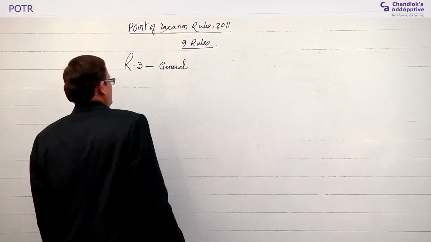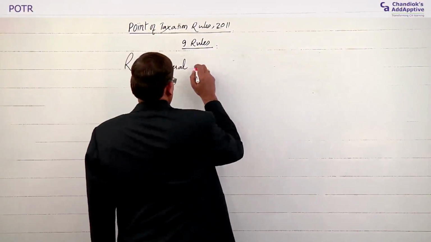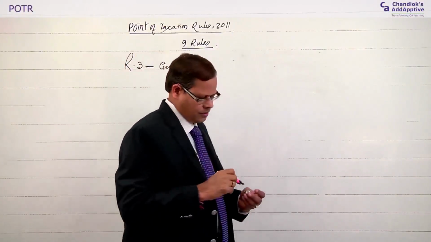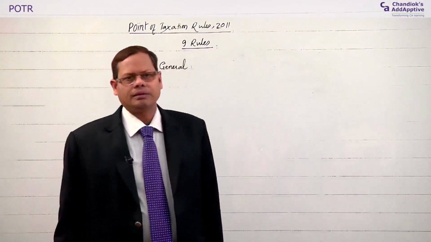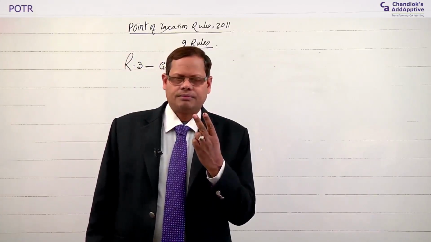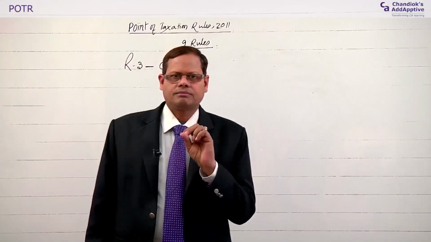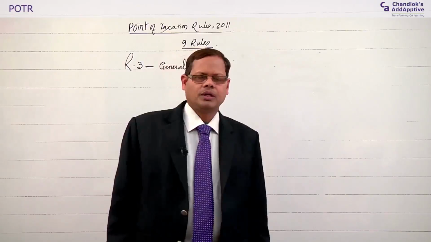So rule 3 deals with the general situation, the general cases. Point of taxation: when does the tax liability arise? Generally, there are two important parameters. Number one, date of issue of invoice, and number two, date of payment received.